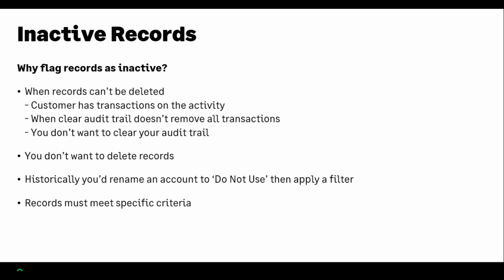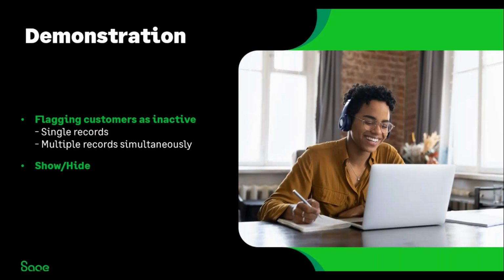So historically, this wasn't a feature that was available. Way back when, previous versions, you would actually have to rename an account to do not use and then go through the filter system and select different categories and subcategories in order to hide this file. Now, it's a tick box. So again, it's us listening to try and make things easier for you. And I will mention it again, but records must meet the specific criteria. Otherwise, you're swimming against the tide, essentially. So as long as the criteria is met, this option is perfect for you if you don't want to delete anything. Without further ado, as I always say, it's best to see it in action, isn't it?